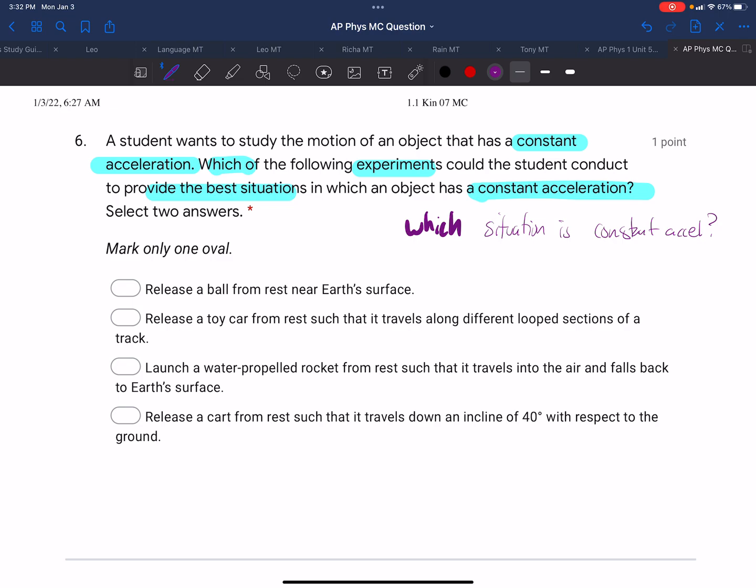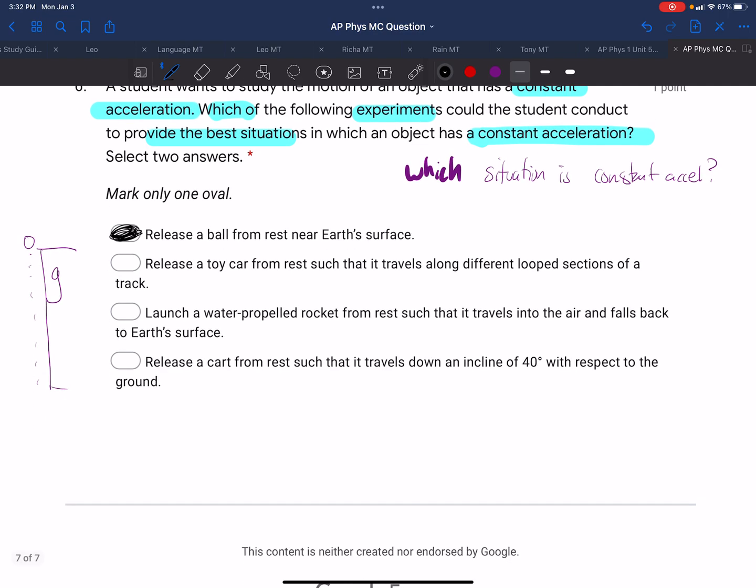Release a ball from rest at the Earth's surface. So if we have it at the Earth's surface, we release this object and it falls. Well, yes, that acceleration is g and it remains constant near the Earth's surface. So we are pretty sure that this is one of the two answers.